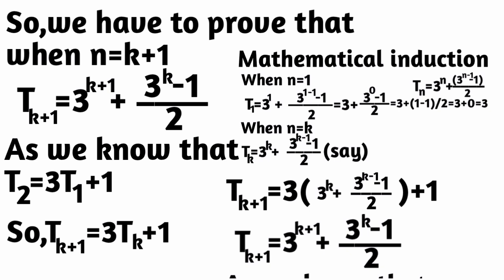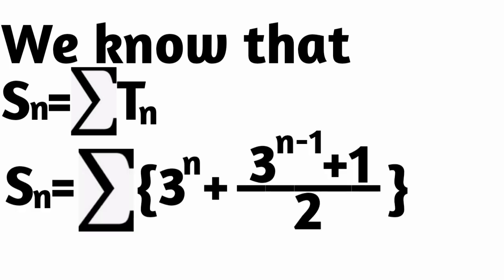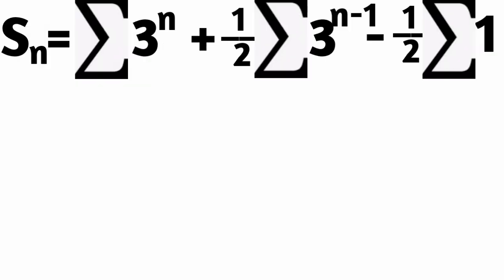Now it is time to find the sum of the given series. We know that Sn, the sum of the given series, can be expressed as sigma Tn, where Tn is the nth term of the given series, which is 3^n + (3^(n-1) + 1)/2. If we simplify it, we can find the sum in the form of summation. Now we will separate these terms and then simplify.